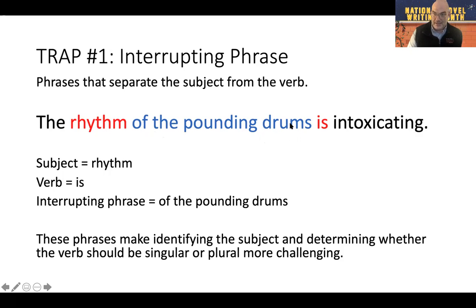But drums is not the subject of the sentence. So we should not be pairing drums with "is." We have to pair "is" with rhythm. And drums, however, is right next to the verb, which makes it sound like to your ear that it should be "drums are intoxicating," because normally if drums were the subject, that would be the correct verb to use with it. But in this case, drums is the object of this prepositional phrase. It is not the thing that corresponds to "is."